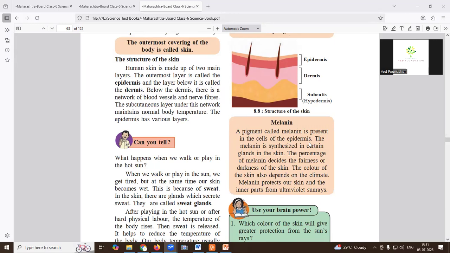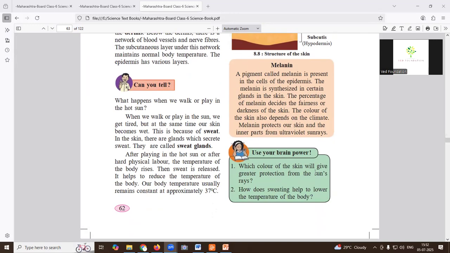द मेलानिन इज सिंथेसाइज्ड इन सर्टेन ग्लैंड्स इन द स्किन. द परसेंटेज ऑफ मेलानिन डिसाइड्स द फेयरनेस और डार्कनेस ऑफ द स्किन. फेयर स्किन में लेस मेलानिन होता है एंड डार्क स्किन में मोर मेलानिन होता है. मेलानिन प्रोटेक्ट्स स्किन फ्रॉम अल्ट्रावायलेट सनरेज. तो मेलानिन का मेन फंक्शन है प्रोटेक्शन फ्रॉम यूवी रेज. अल्ट्रावायलेट सनरेज आर हार्मफुल, और अल्ट्रावायलेट सनरेज से अगर स्किन एक्सपोज हुई तो स्किन कैंसर की पॉसिबिलिटी होती है. And melanin protects skin from UV rays.